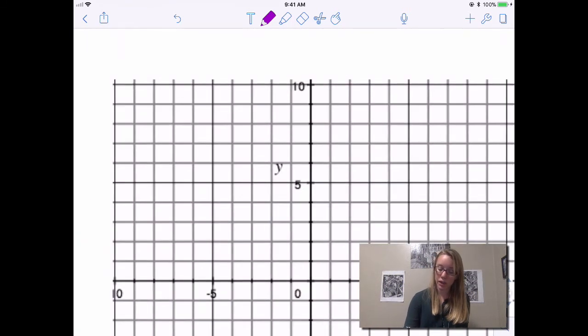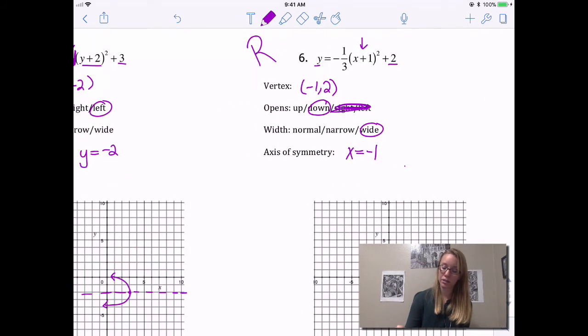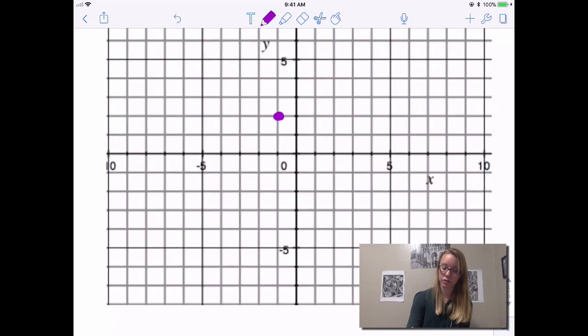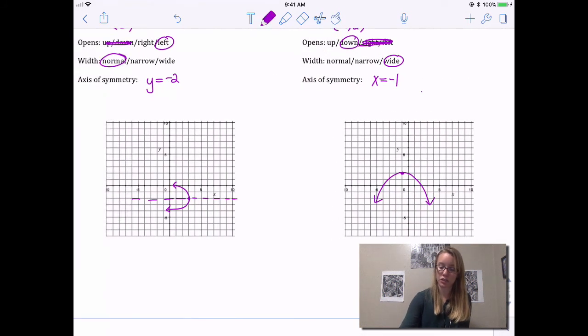So I go to (-1, 2). It's going to be a wide parabola facing down. So there is our parabola. I can draw myself an axis of symmetry, and that is all I need for your graph. Again, clearly not perfect, but it's just a sketch. We're just saying, like, what does this graph generally look like?